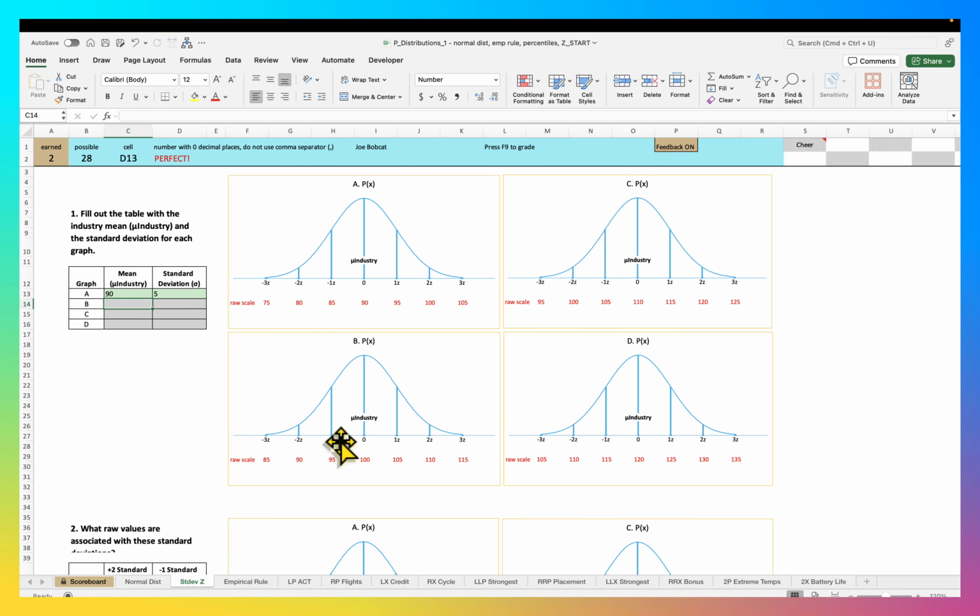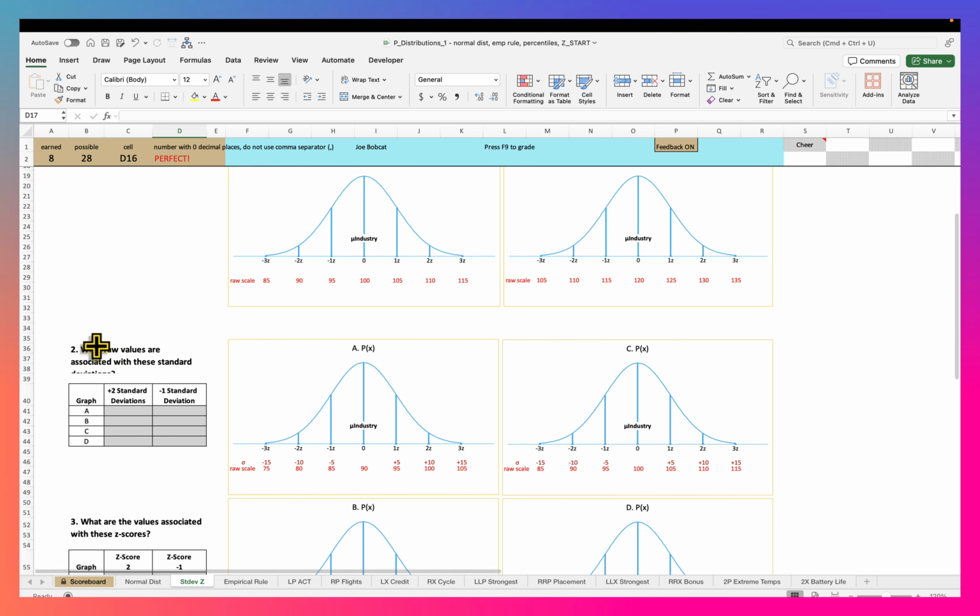That's graph A. Graph B, the mean is 100. You can see here. And the standard deviation goes from 100 to 105, so that's again 5. Graph C, the mean is 110. And the standard deviation is, again, 5. And in graph D, the mean is 120, and the standard deviation is, again, 5, 120 to 125. All right, so all of these graphs have exactly the same standard deviation, but they have different means.